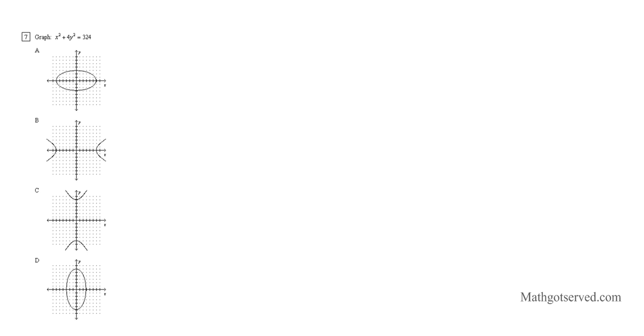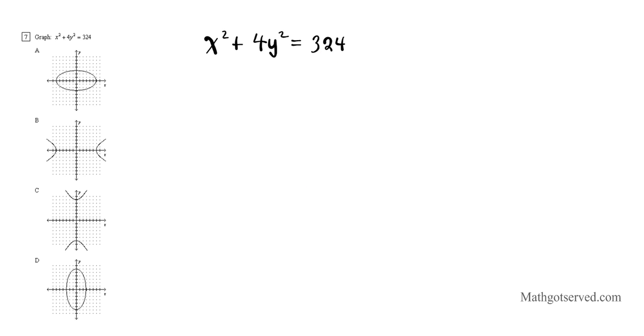Okay. Number 7, which of them is equal to this? Well, if you notice, this is going to be an ellipse. We have x squared plus 4x plus 4y squared equals 324. So what I'm going to do is I cannot have any coefficient in front of any of my variables, so I'll divide everything by 4. Okay. I'm sorry, divide everything by 324 because this has to be equal to 1.